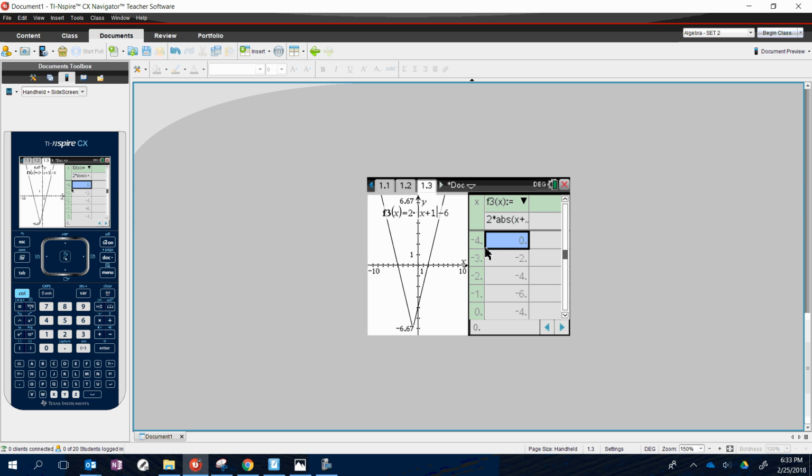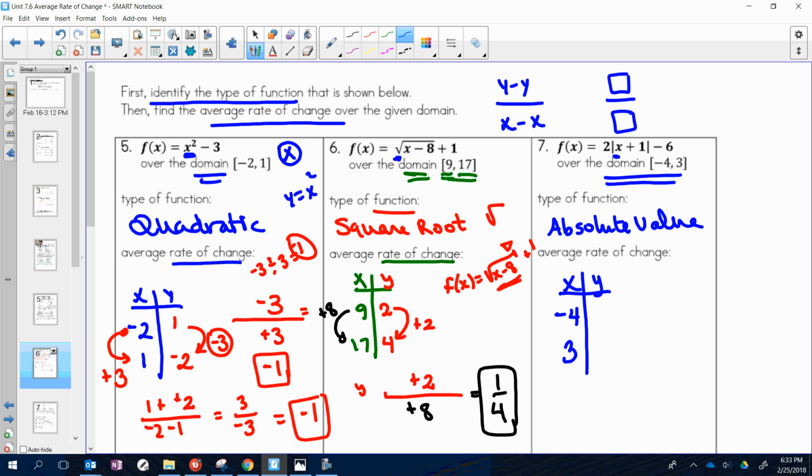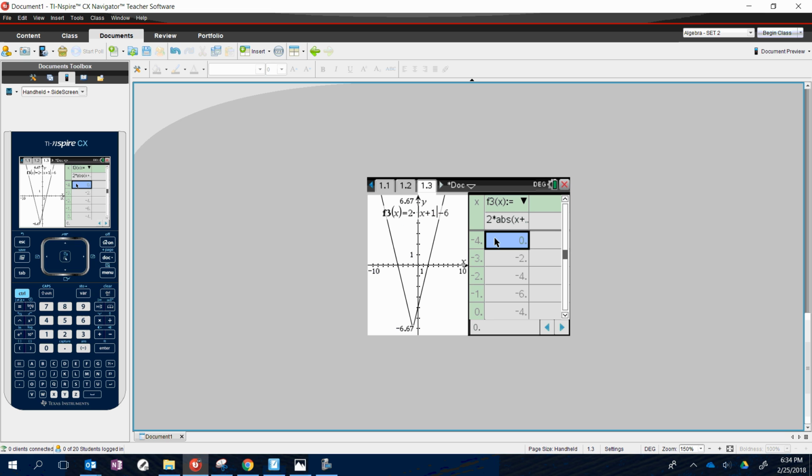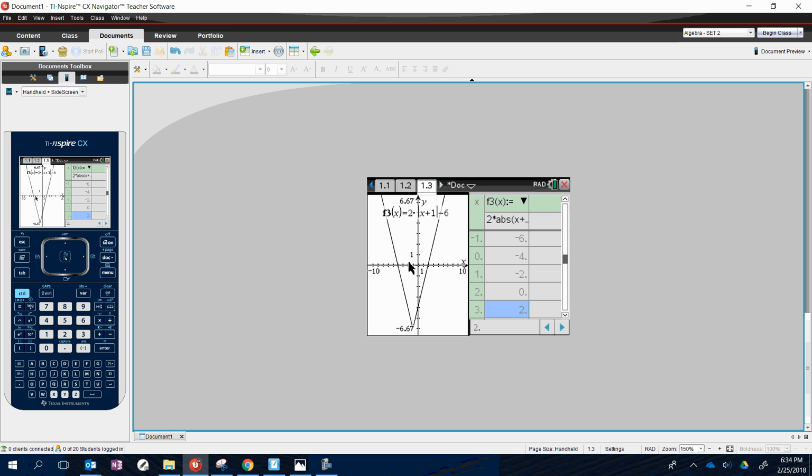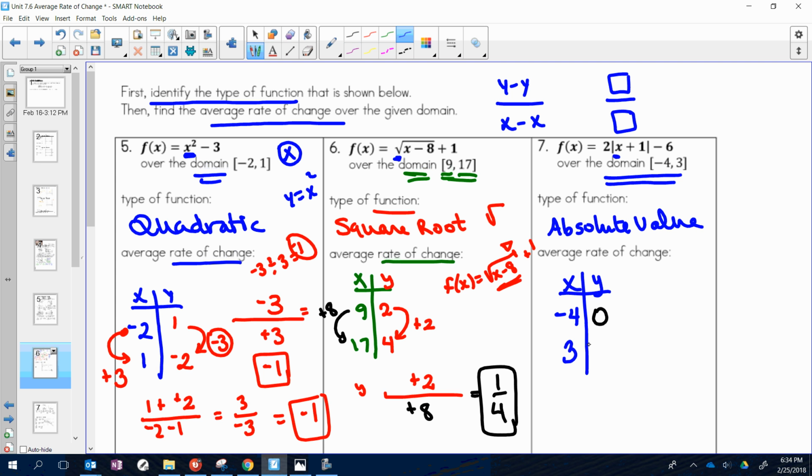I'm looking for -4 is 0. So -4, 0. And then I'm looking for 3. If I go down to 3, 0, 1, 2, 3, 3 is 2. So -4 to 3, 2. If I look, it looks like it's going to be a positive increase from there to there. So let's check it out. 2 is the y value here. That's an increase of 2. And yep, this is also increasing.